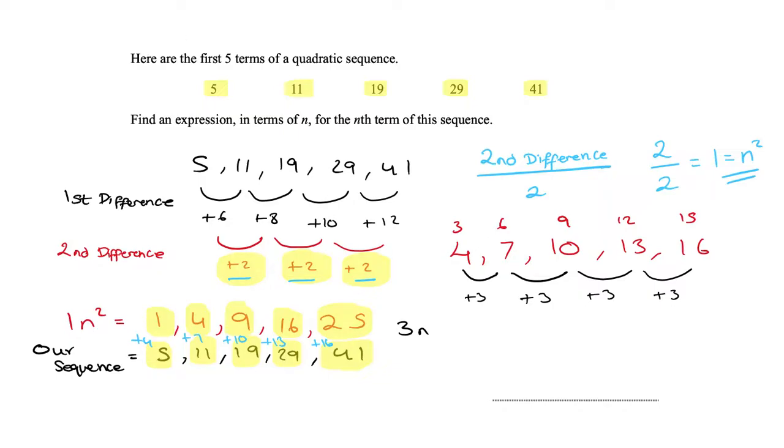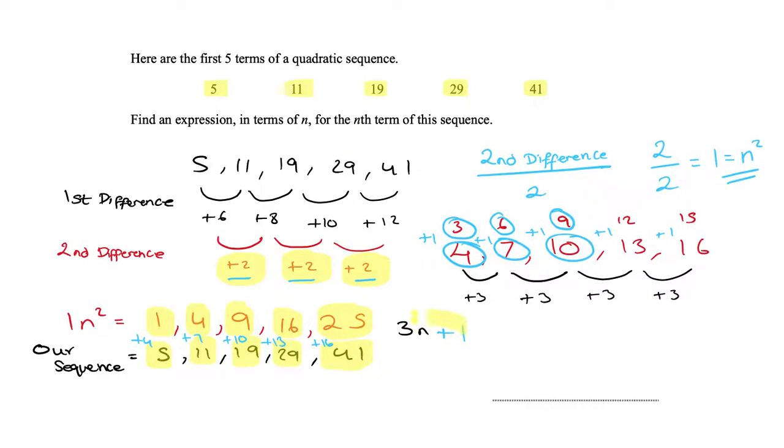How do we get from this number to this number? We add 1. This number to this number, we add 1. This number to this number, we add 1. And as you can see, each time we're adding 1. So we're just going to add 1 to the end. Now we have all the information. We just need to generate the expression.